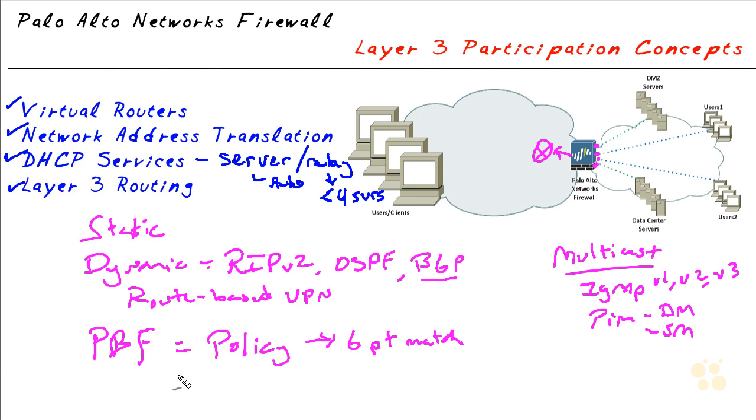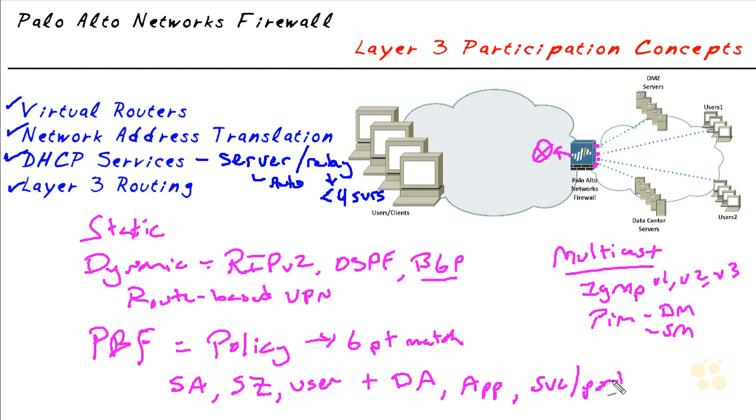Okay, so the 6-point match in here is going to be source address, source zone, and user, plus my destination address, my application, and my service or port number. So I have to have a match in policy for all 6 of those things in order to effect a change and say, hey, based on exactly this stuff, go that way. And that would be another option of my forwarding. But that pretty much concludes the concepts as far as what we have for layer 3 participation from my Palo Alto firewall.